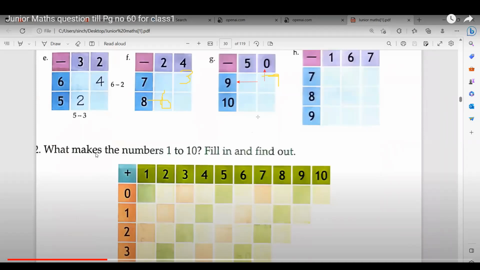Nine. So which number have you subtracted, beta? 10 minus 5. You have subtracted it here, and what is the answer? What have you written? 5. 5, excellent. And which numbers have you subtracted here, beta? 9 minus 0. And how much have you written? Tell me, how much have you written? No, no. Here, how much have you written? 9 minus 0 is how much? 9. 9, excellent. Now tell me this one.